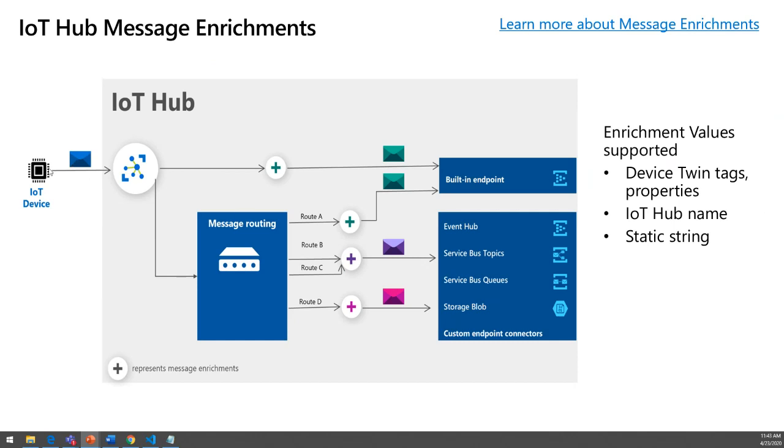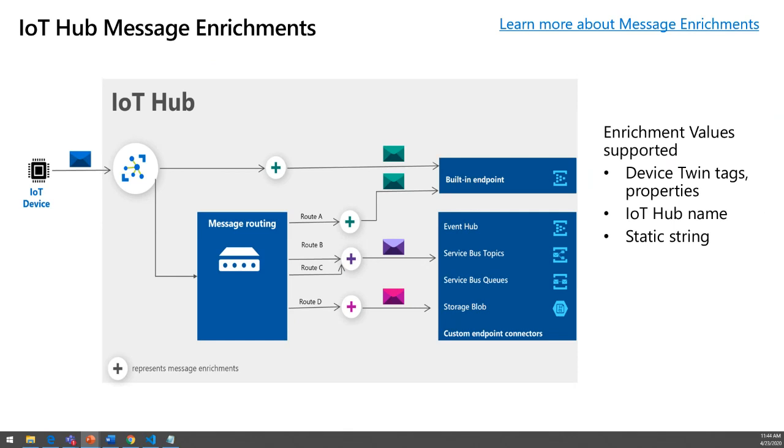So for example, if you have messages coming through IoT Hub, that message routing can go to these different places, but let's say you want to stamp those messages with a device twin tags property, or the IoT Hub name, or a static string. Whatever particular information you want to add, you can do that. And so by the time it gets to that particular endpoint, you can have the message enriched.